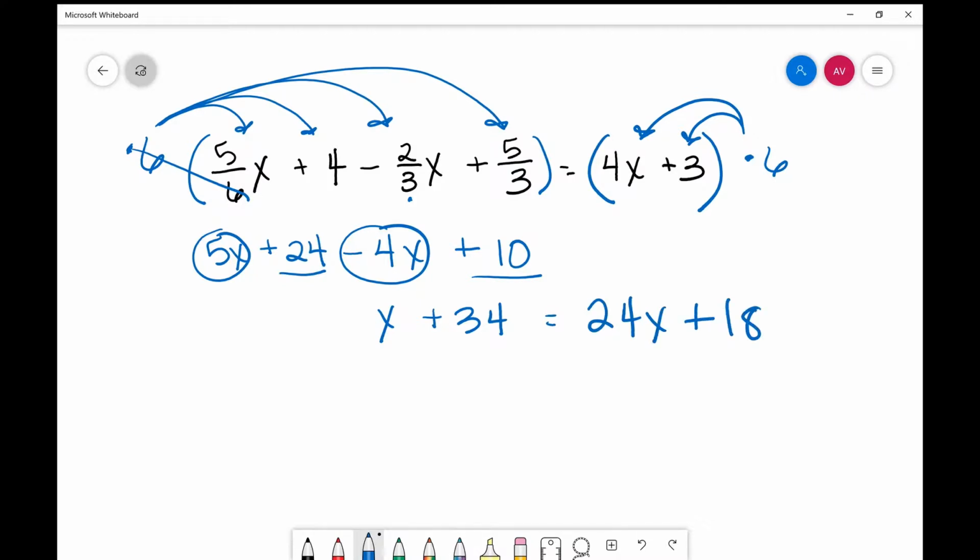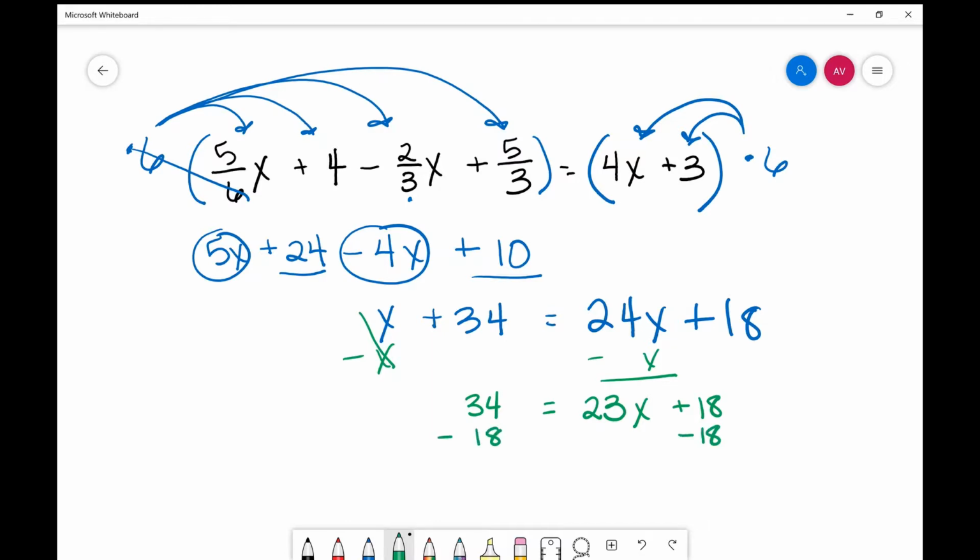And now at this point, I need to solve for the value of x. So what do I do? Let's change colors here. At this point, I usually move my variables to the left, but I'm actually going to keep it on the right. I'm going to subtract 1x, and I get 23x plus 18. And now what am I going to do? I'm going to subtract 18 here, and then what do I get?